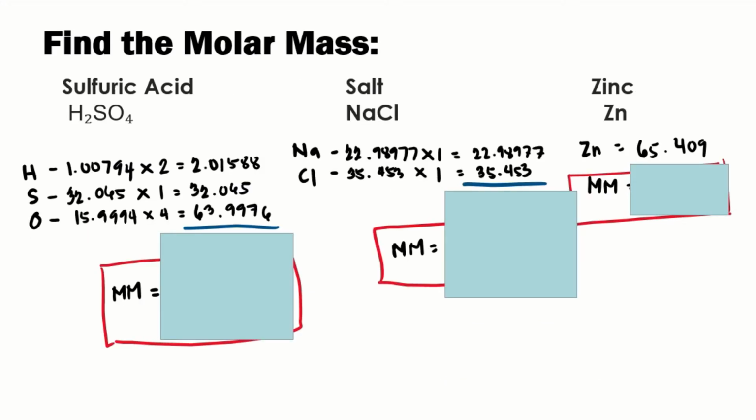Now let's try to find the molar mass. So try it on your own. Use your calculator. How are you going to compute the molar mass? So we have three given samples here. We have sulfuric acid, salt, and zinc. So as you can see, it's already laid out the elements, their atomic masses times the number of the element present in the compound, and you're just going to add the values. Now on your own, try to compute for the molar mass.